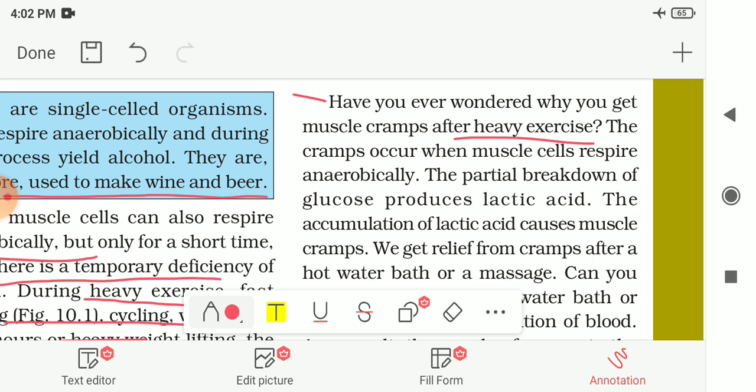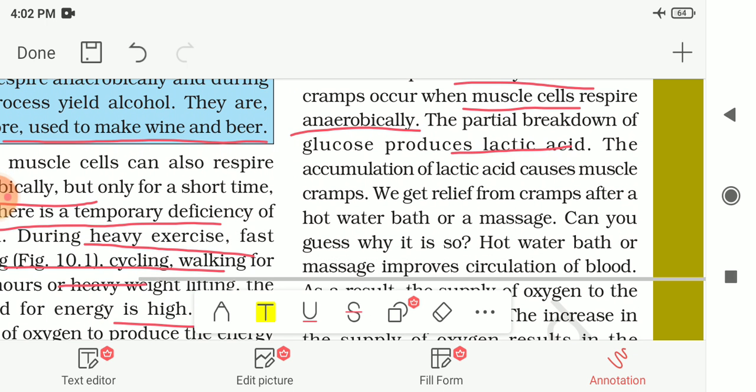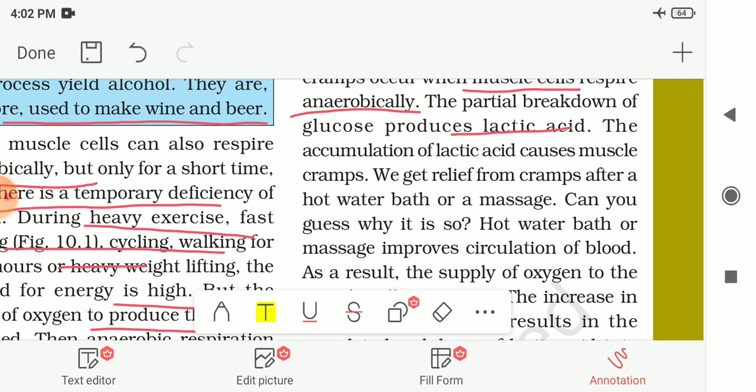The reason is given to you: these cramps occur when the muscle cells respire anaerobically. When anaerobic respiration takes place in our muscle cells, at that time we get muscle cramps. The partial breakdown of glucose produces lactic acid. As in the previous equation we had seen, in this kind of anaerobic respiration lactic acid is produced, and with the partial breakdown of glucose, that means not completely but only some amount of glucose is broken down, as the product we get lactic acid.